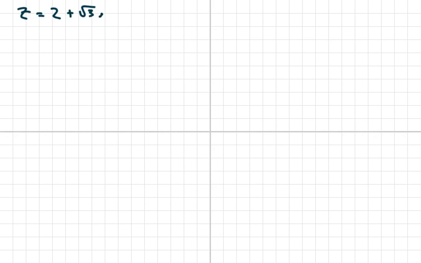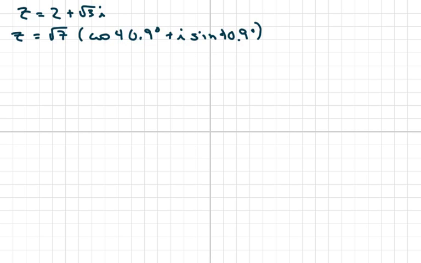And the second one, we had z equals 2 plus i times the square root of 3. Therefore, our argument in degrees would be the square root of 7 times cosine of 40.9 degrees plus i times sine of 40.9 degrees. Now, it's a little less than 45, and we have the square root of 7. So I'm going to go by 1, 2, 1, 2.